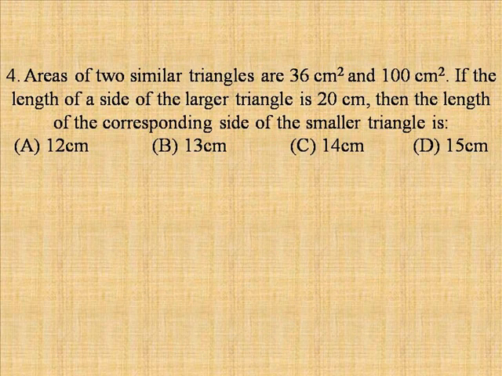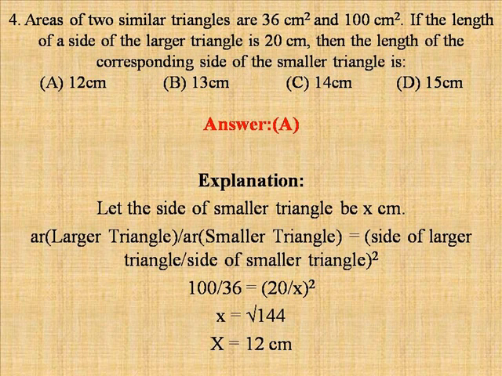Question number 4. Areas of 2 similar triangles are 36 cm square and 100 cm square. If the length of a side of the larger triangle is 20 cm, then the length of the corresponding side of the smaller triangle is, and now you have another 4 options. So see the answer. Answer will be option A, that is 12 cm.